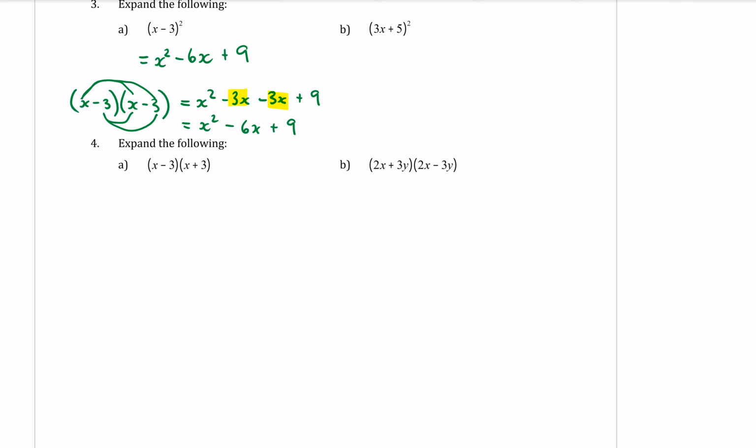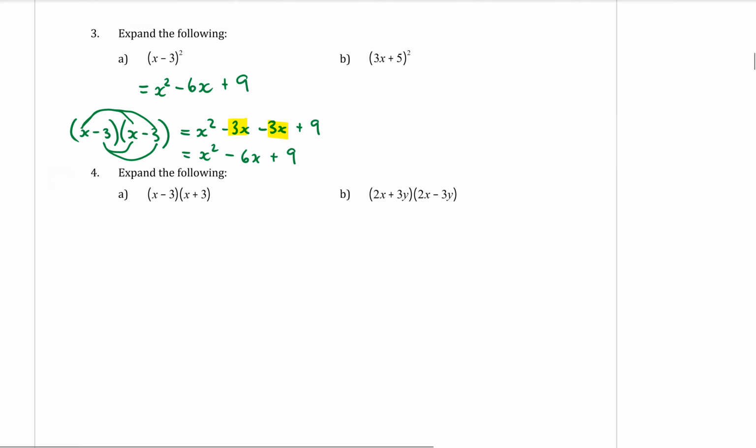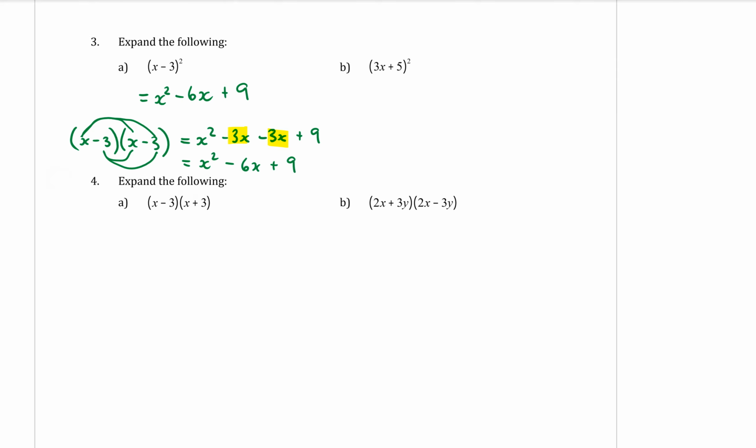Okay, so while the FOIL method obviously gives you the same answer, it is a lot more time consuming. And particularly in the higher levels of maths in year 11, time is very important in tests. So if you can use the shorter methods to expand, that would be very helpful to you.